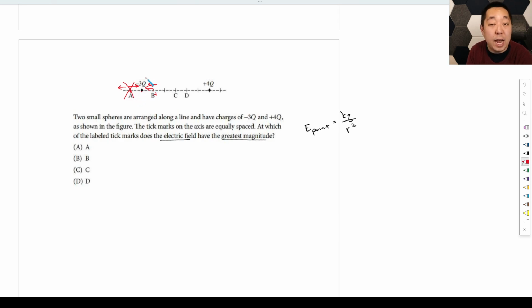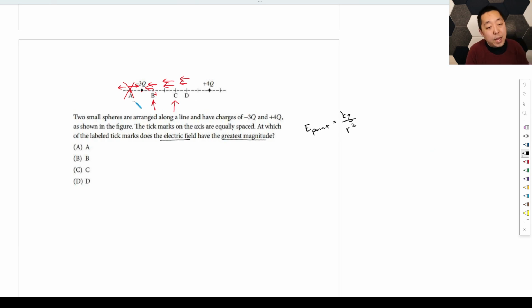Could be B, because they're adding together. That would be good. How about C? C is going to be drawn towards this one, and it's going to be pushed away from this one. So C and B are both options. And then D is also going to have it to the left and to the left here.